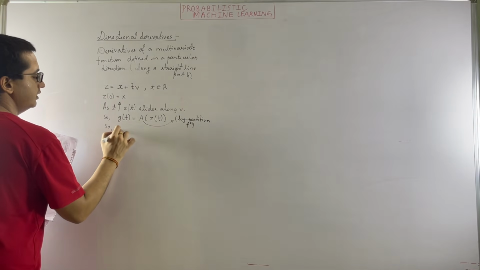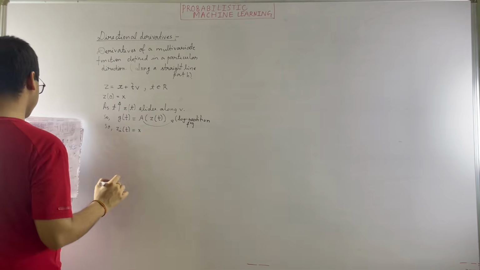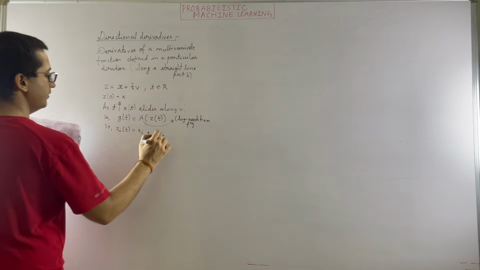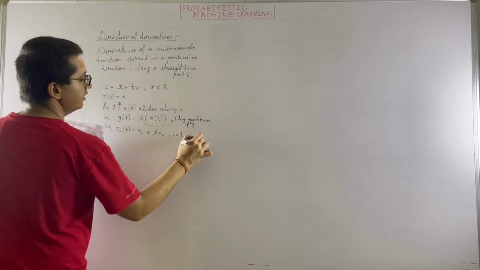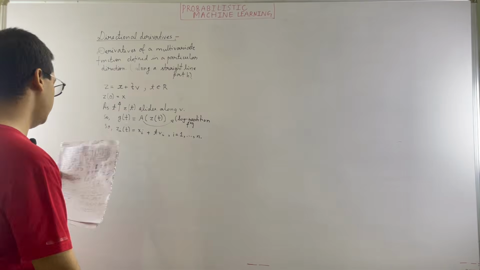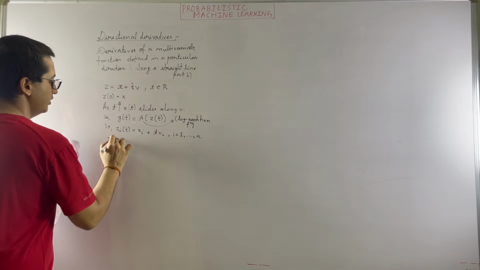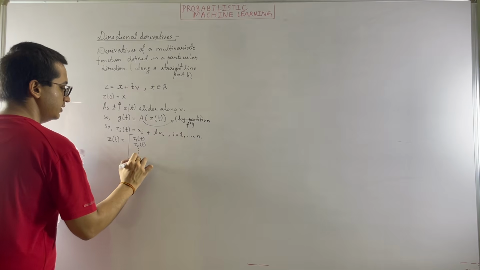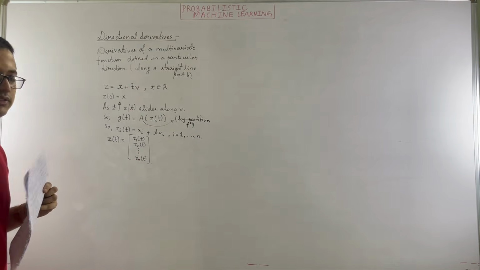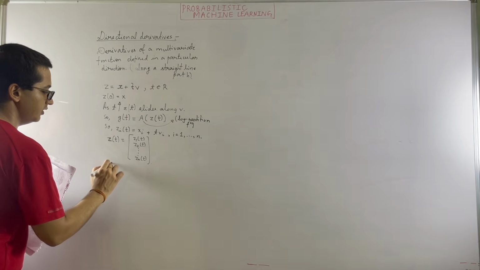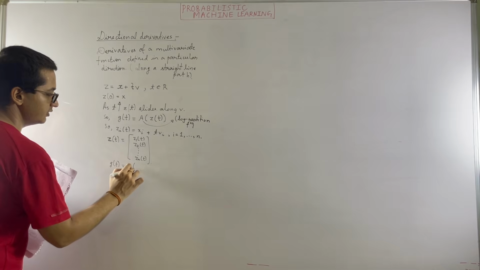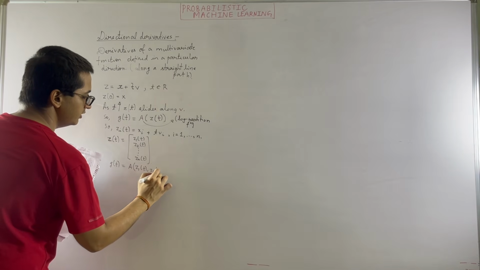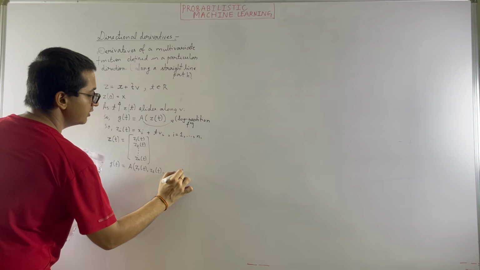So z is a vector, right? So zi of t is basically xi plus t times vi, where i can be 1 to n, if the vectors are n dimensional. So z of t is equal to z1 of t, z2 of t, up to zn of t. This is my vector. Now this function g of t is a function of z of t. So we have A of z1 of t, z2 of t, up to zn of t.